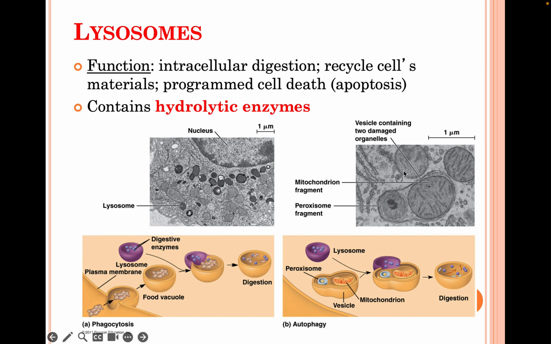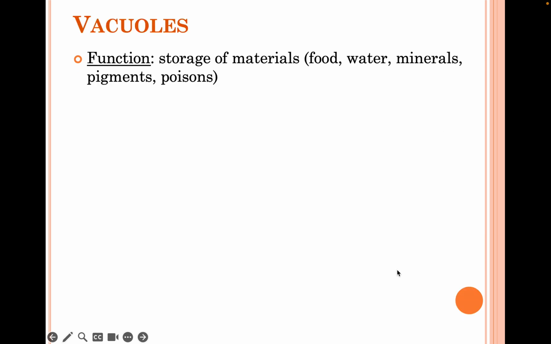And then this is another electron microscope image. This one has a vesicle containing two damaged organelles. There's a mitochondria fragment and a peroxisome fragment. What's going to happen here is the lysosome will attach to that mitochondrion and break it down so that the building blocks that made up the mitochondria can be used to make something else the cell needs.